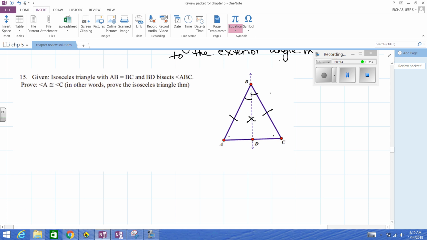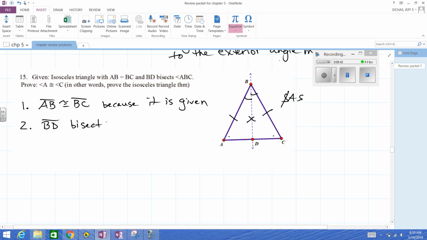So if I'm going to do this by side angle side, let's get a pair of sides first. We're going to say 1, AB is congruent to BC. Well, it says equals, but congruent, same difference. And now that takes care of the sides. I'm going to go after a pair of angles. First, I need some help on that, though. 2, BD bisects angle ABC, again, because it's given.